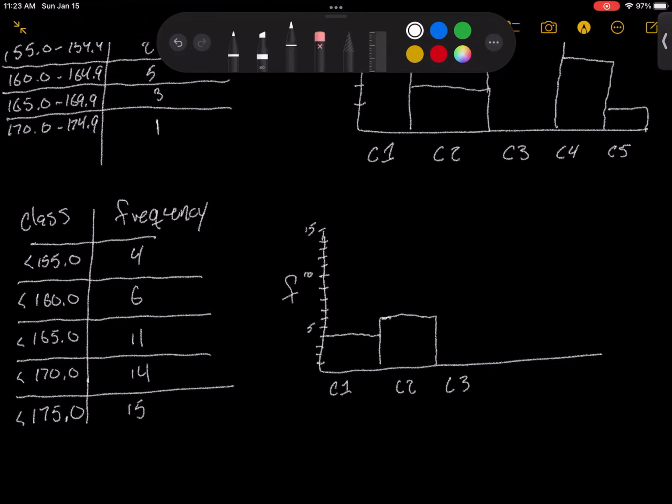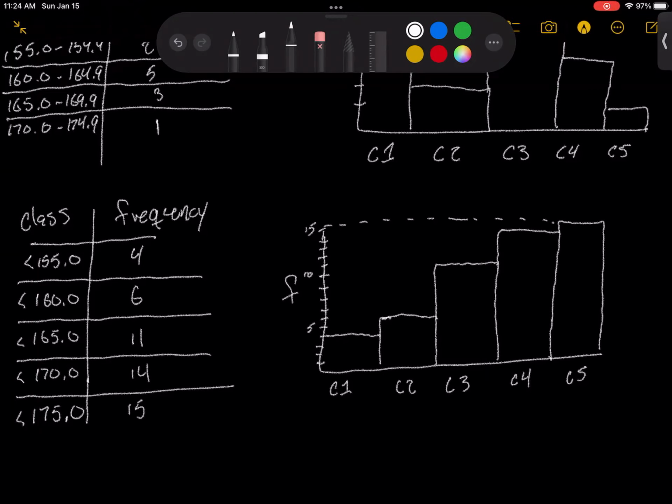Class 3, students having height less than 165, we had 11. Right, we jump up quite significantly because we had a lot of students inside class 3 in our original frequency distribution. Class 4 in the cumulative frequency distribution are those students that have a height less than 170. So we have 14 of those, right? Really everybody except for that last person. And then once we get to our last class, this has to be everybody. So we have all 15 students there. It's a cumulative frequency distribution. You accumulate the heights as you go.